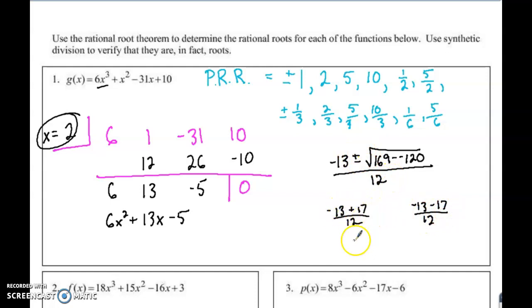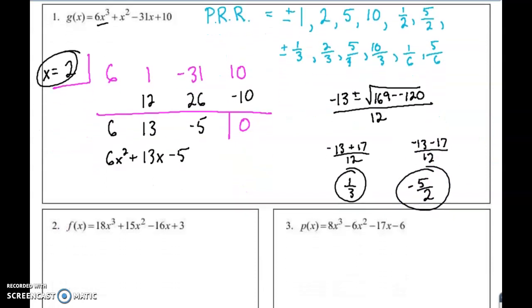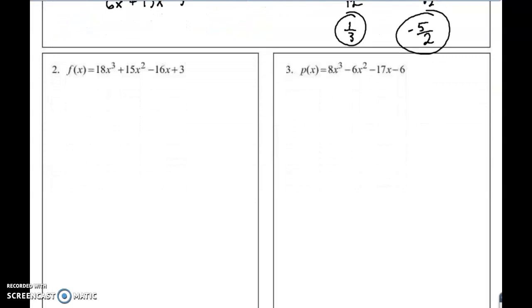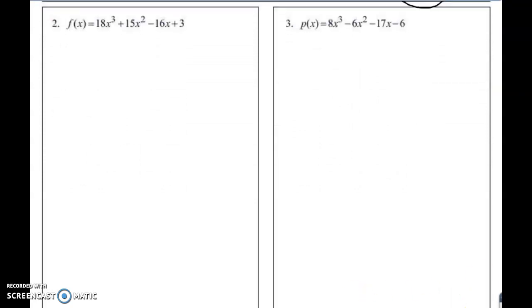So that becomes 4/12, which reduces to 1/3 is another root. And then -30 over 12. Divide both of those by 6 and get -5 halves. That's your 2 roots. There we go. Okay, I think what I'm going to do is just share with you the answer key now for these last 2.